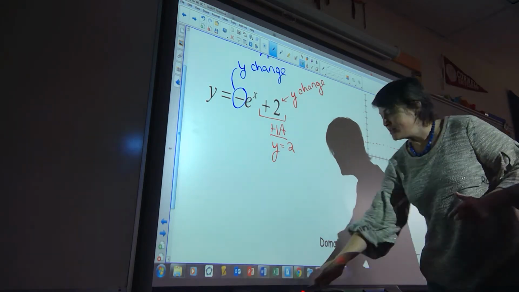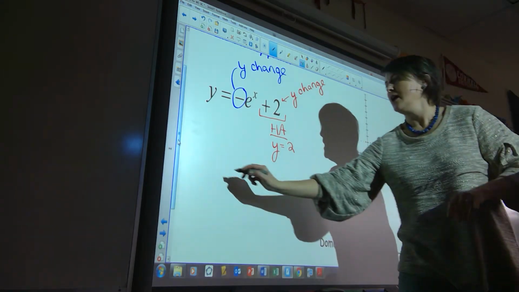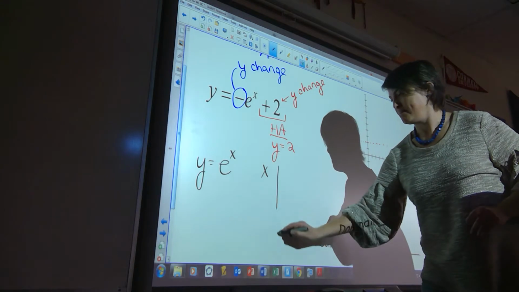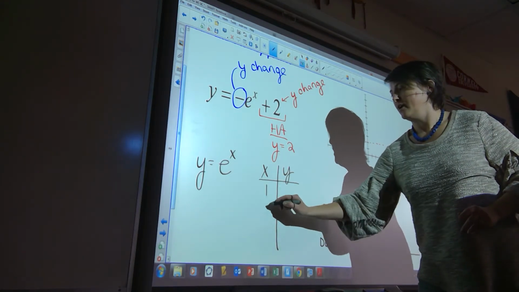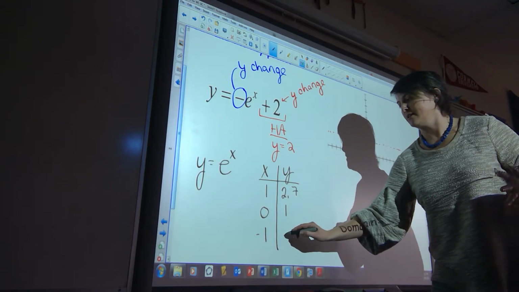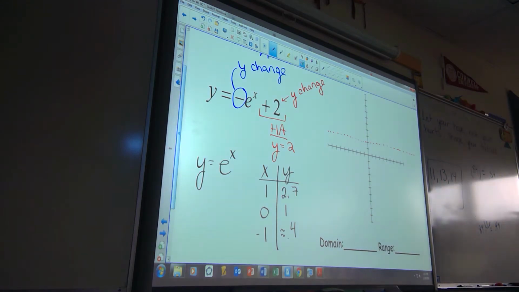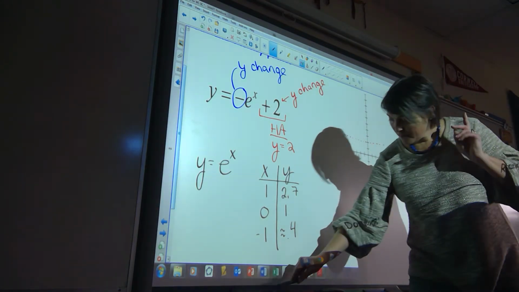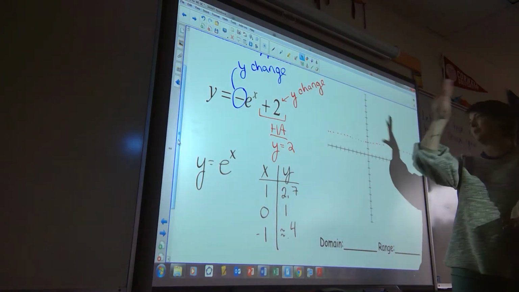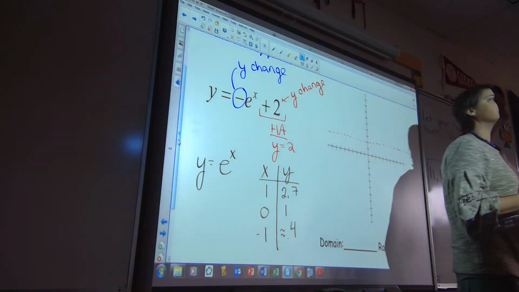Okay, now I'm going to ignore those for right now. So I'm going to ignore the blue and the red changes. I'm going to make a t-table for just e to the x. 1, 0, -1, 2.7, 1, and approximately 0.4. Now I can apply these changes to this t-table and I will have my points ready to plot. Do you think it matters whether I do the blue or the red first?